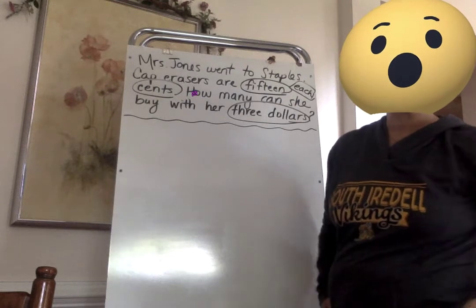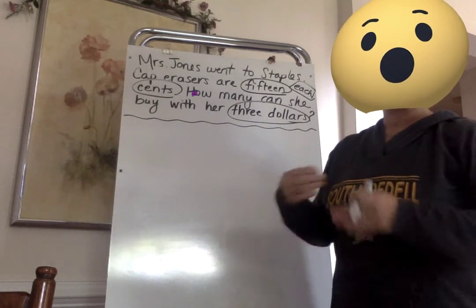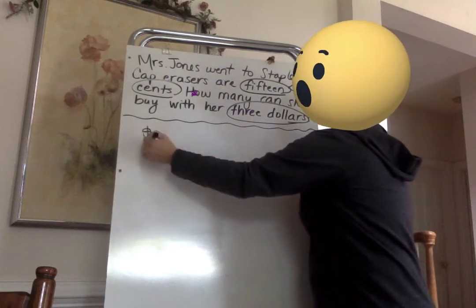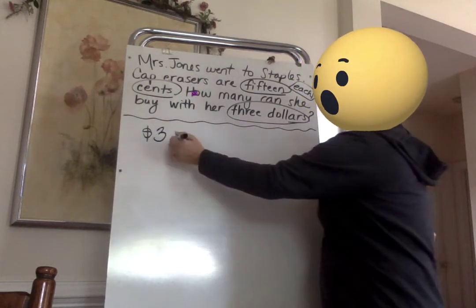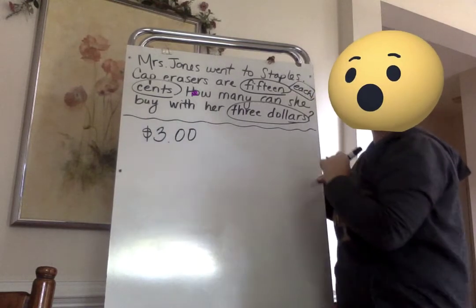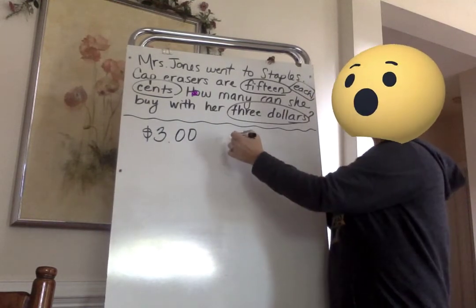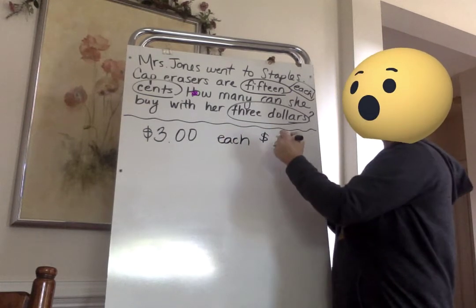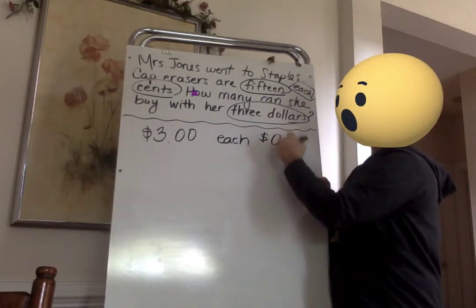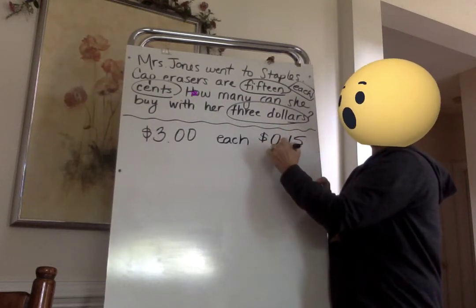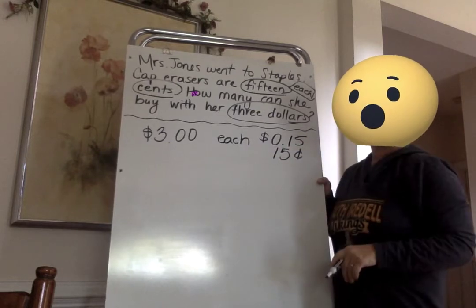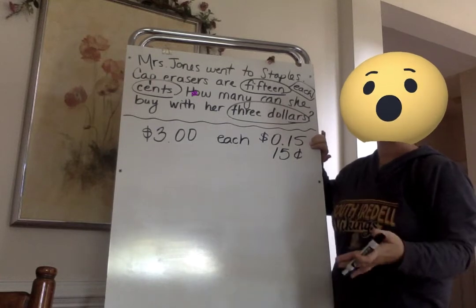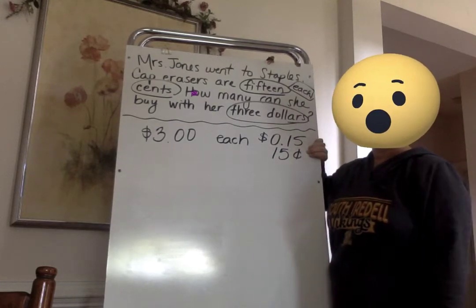So let's think of the strategies we can use if I have to buy cap erasers and I only have $3. I'm going to change my words into numbers here. So I have $3, and I'm going to put that into the form of a decimal as well. So there's my total, and I know that each eraser costs 15 cents. Now we can write 15 cents a couple of different ways. It's 15 cents, which is the same thing as saying 15 hundredths, because a cent is a hundredth of a dollar.